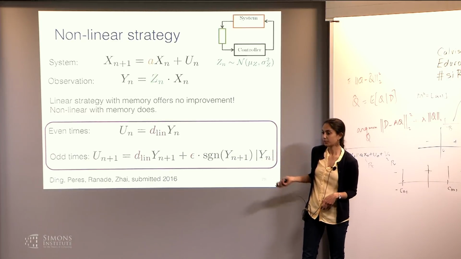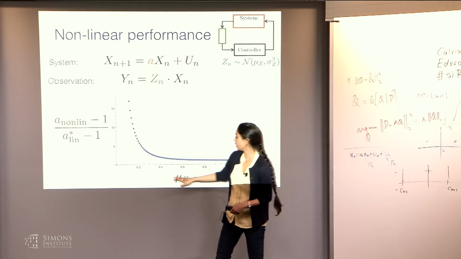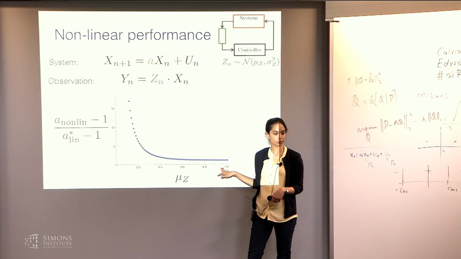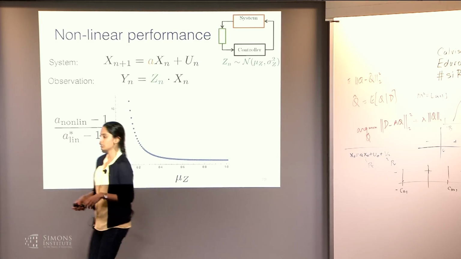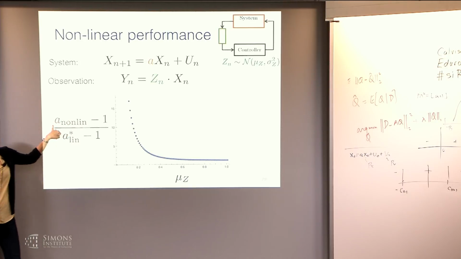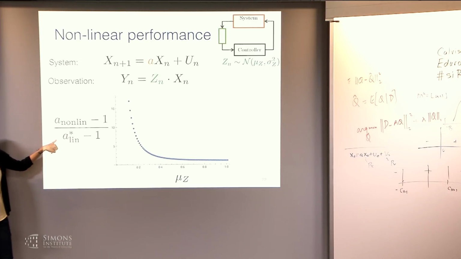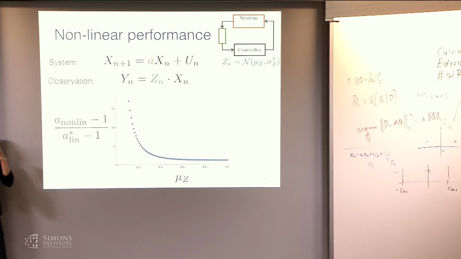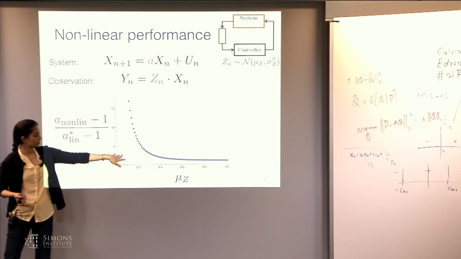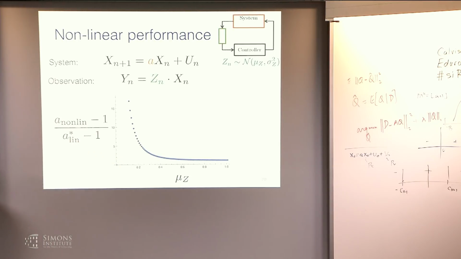What I'm plotting here, with this very simple strategy, is, again, mu z, which is the mean of z. And the y-axis is basically the ratio of the maximum A that can be stabilized using the nonlinear strategy to that which can be stabilized using the linear strategy. I'm just subtracting 1 because that trivially works. And you can see that this nonlinear strategy can do infinitely better than the linear strategy.